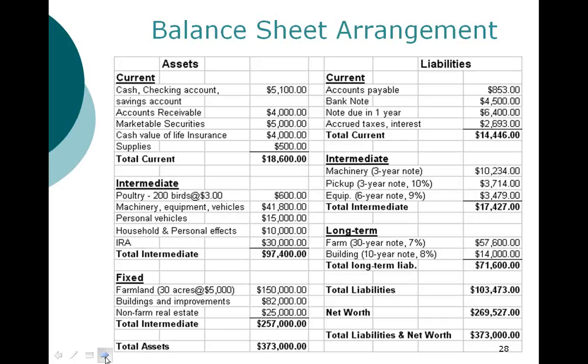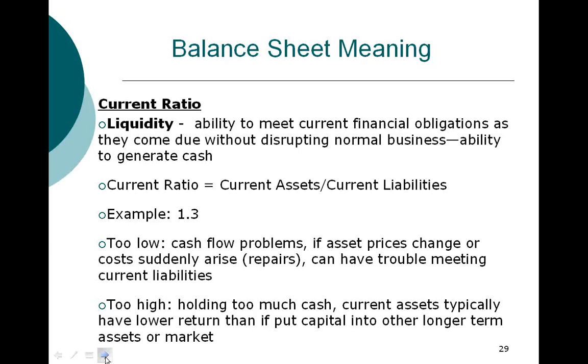That's what a balance sheet looks like. What's a balance sheet tell us? Well, there's a couple of ratios and measures. One deals with liquidity, in other words, the ability of a business to meet the cash obligations as they come due without disrupting the current normal functioning of the business. The current ratio is a good measure of this, and it's simply the current assets divided by the current liabilities. In our previous example, that came to 1.3.